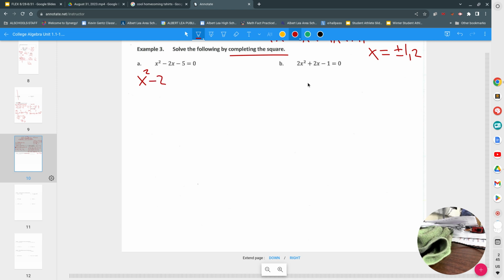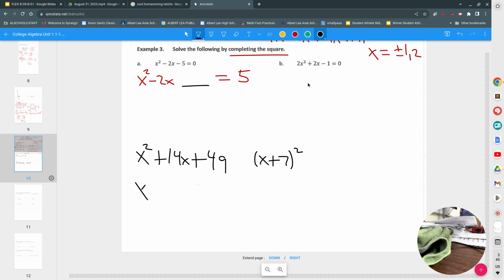x squared minus 2x, and what we do is we move the 5 over to the other side. We make room so that we can turn this from just a normal everyday trinomial into one that is a perfect square. Now I'm going to give you an example of a few trinomials that are perfect squares. X squared plus 14x plus 49, that's a perfect square because it factors to x plus 7 quantity squared. I'll give you an example of another one. X squared plus 12x plus 36.